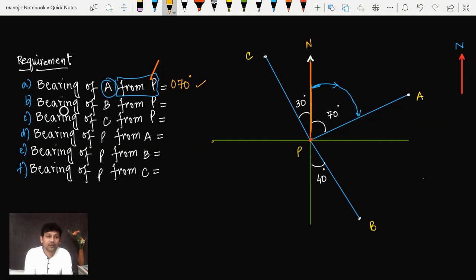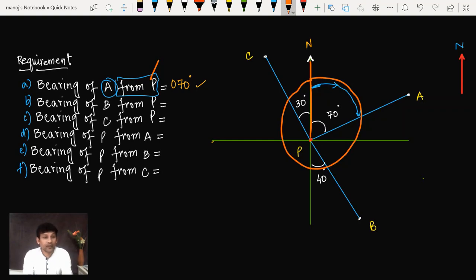Once again, moving to the bearing of B from P. P should have north. Okay, do we have north? Yes, P is having north. And from north, what will I do? I will draw a circle at P. This is my method and I hope this will definitely help you.